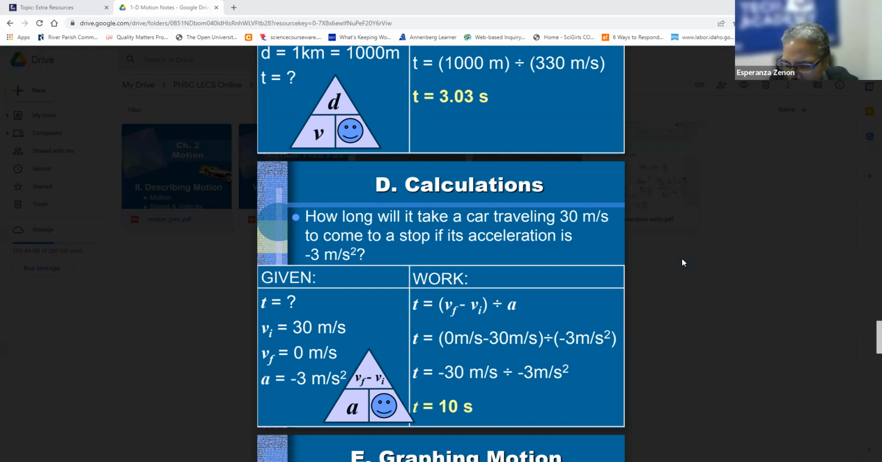Okay. So negative 30 meters per second divided by negative 3 meters per second squared. Negative divided by negative gives me positive. And meters per second divided by meters per second squared, you can think of it as you have a meters per second on top and a meters per second on bottom. When you cancel that out, the only thing you're left with is seconds, which is what you should be left with since you're finding time. Okay. What are questions about this last problem?